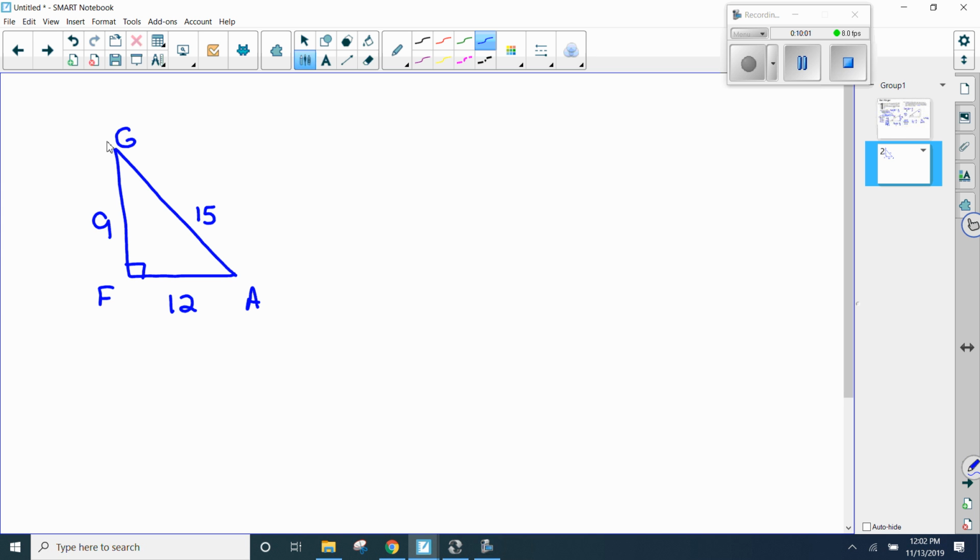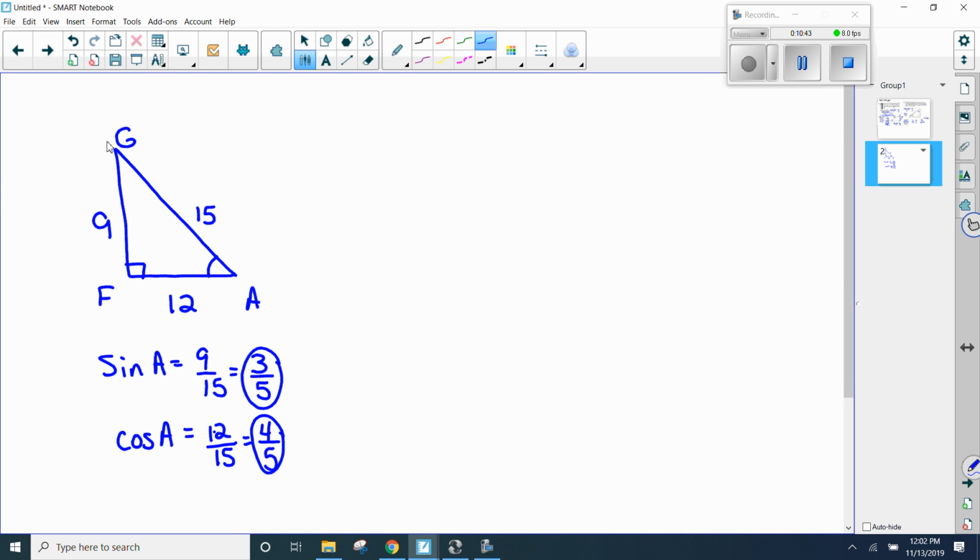As you look at it, they ask you for the sine of angle A. What is the sine of angle A? Here's angle A. Sine is what sides? Opposite over hypotenuse, which is 9/15, which reduces down to 3/5. So if you look at the cosine of angle A, what is the cosine of angle A? Which is 12 over 15, which is 4 over 5.